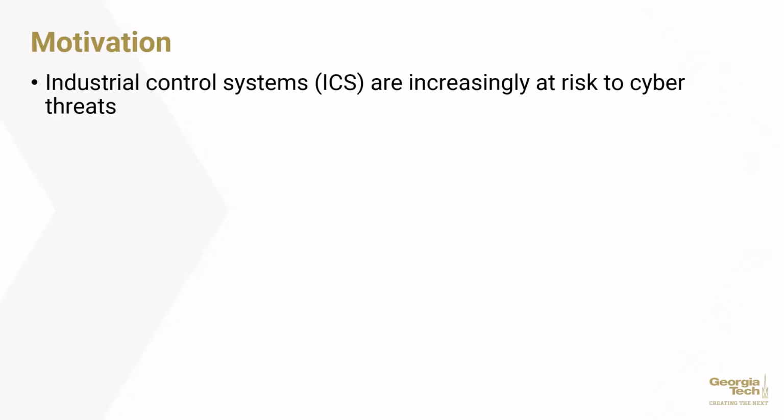So, industrial control systems, or ICSs, used to be very air-gapped, meaning they weren't connected to any outside networks. But increasingly, they're becoming more interconnected. This is to allow for remote control, to improve efficiency, and to allow for supervisory control and data acquisition. So those are SCADA systems. And because of this, ICSs are increasingly at risk to cyber threats.